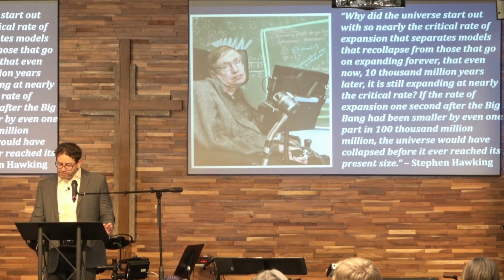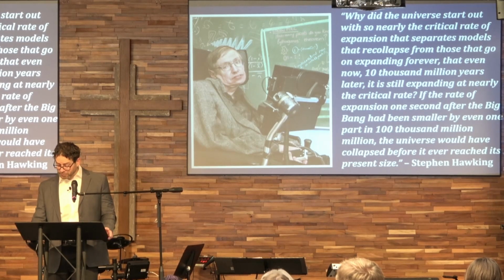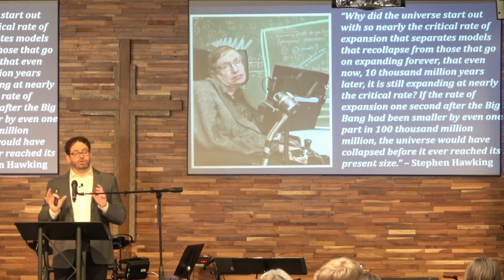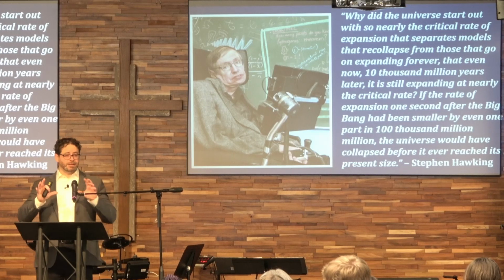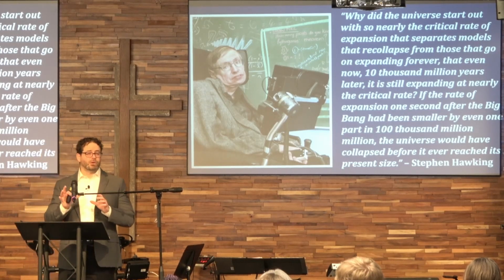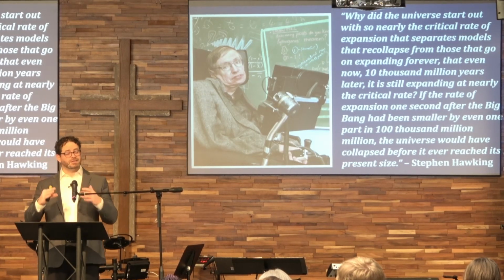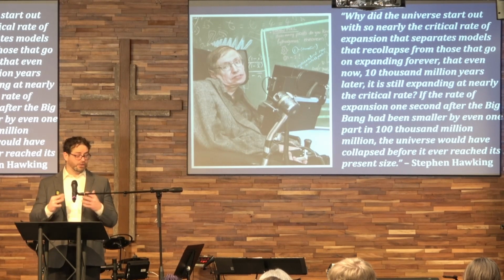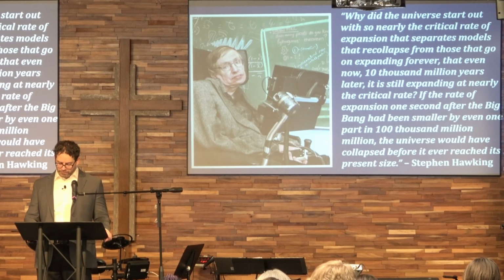If the rate of expansion 1 second after the Big Bang had been smaller by even 1 part in 100,000 million, the universe would have collapsed before it ever reached its present size." Now, these are just two examples of constants in our universe, physical constants, that seem to have been set just right so that life could thrive, could exist in our universe.